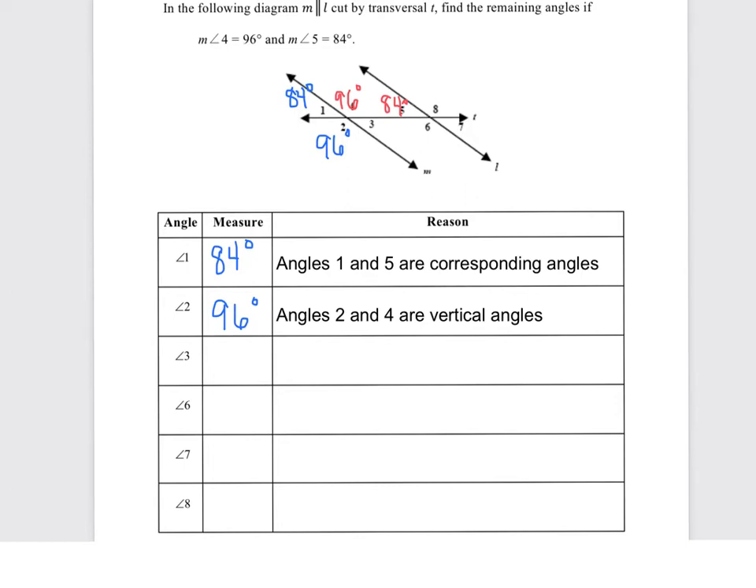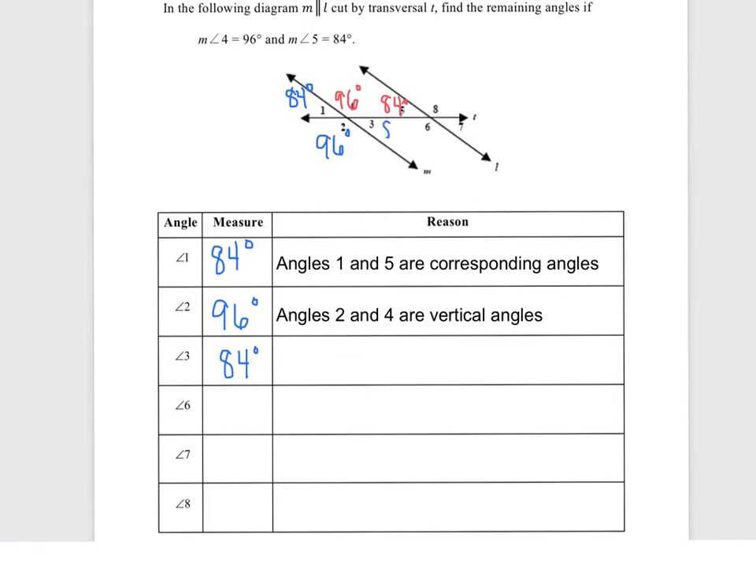So angles 2 and 4 are vertical angles. Let's look at angle 3. Where's angle 3 at? Well, here is angle 3. If you notice angle 3, there's a couple relationships going on. You could say angle 1 and 3 are vertical. You can also say angle 3 and 5 are alternate interior angles. Therefore, angle 3 is going to be equal to 84 degrees.